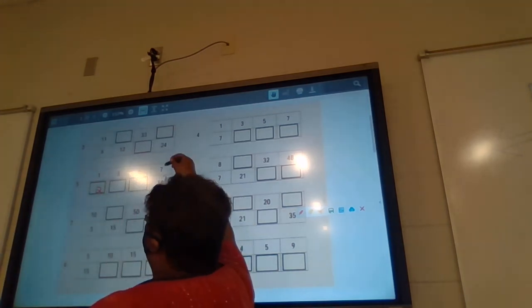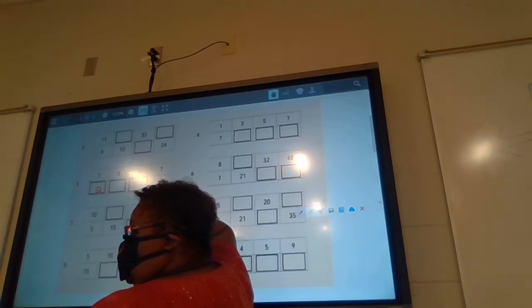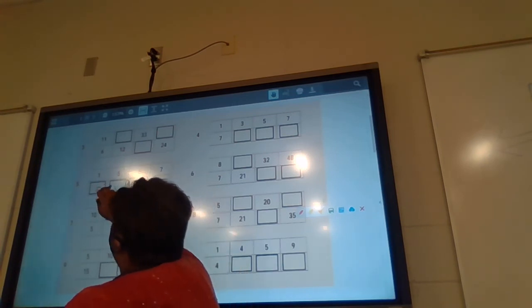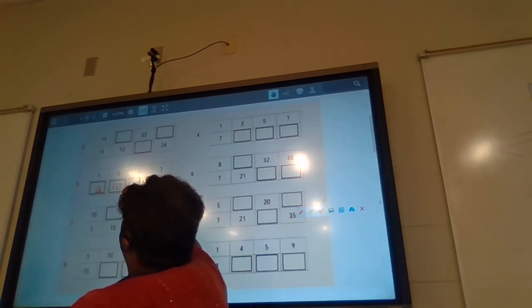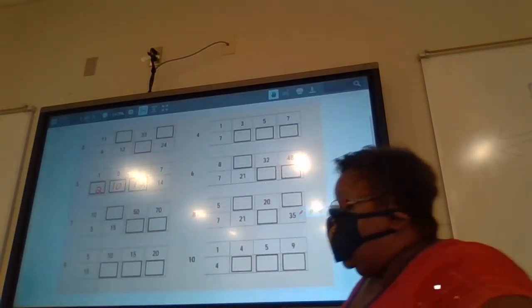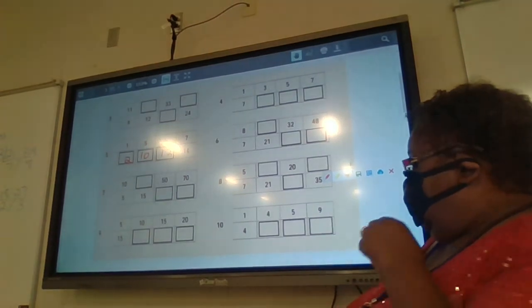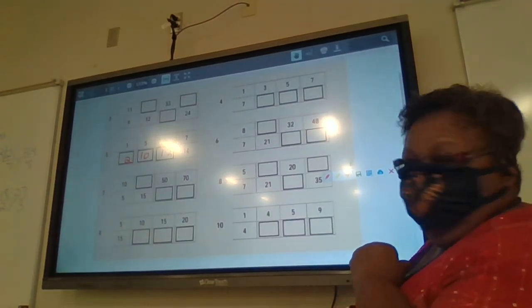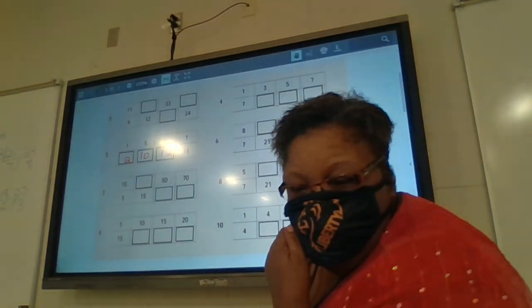And then you can also see 7 is half of 14. And this way, 5 is half of 10, 6 is half of 12. You can do it that way if you can see it right off like that. So I think you'll be able to do 6 through 10 by yourself.